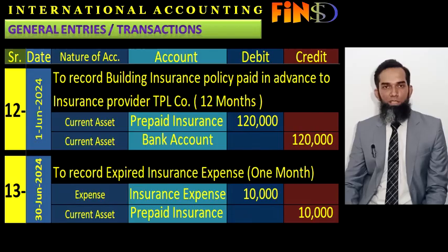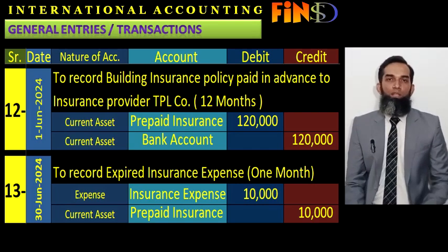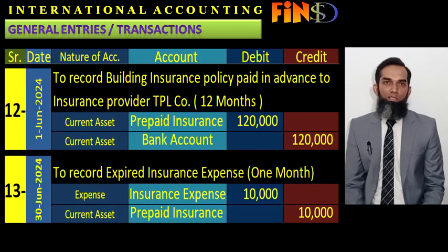In the 12th entry we are making a journal entry to record the building insurance policy paid in advance to the insurance provider, TPL company, for a tenure of 12 months. Why does a company need insurance for any business? To mitigate risk, to reduce the risk of loss.